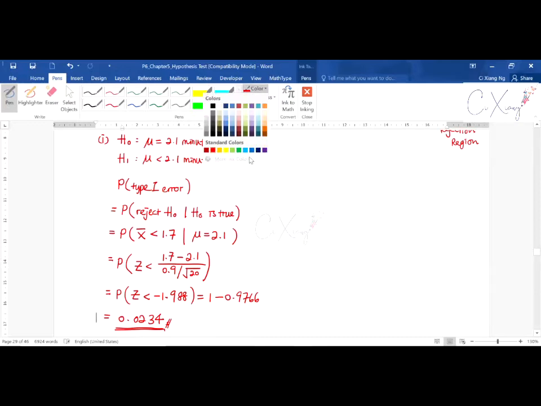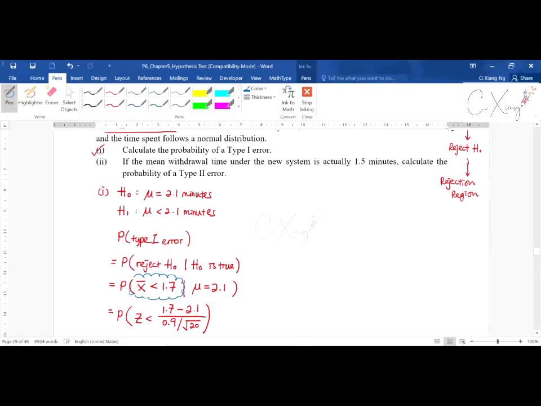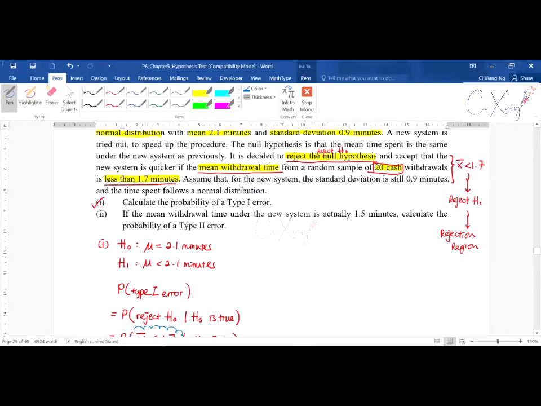In my opinion, this is very important because you need to know how to get this rejection region straight away from the question first. This question is quite simple because they straight away give you the rejection region already, but you need to identify yourself. From this sentence, you know that sample mean smaller than 1.7 is the rejection region, because when sample mean is smaller than 1.7, you reject the null hypothesis.